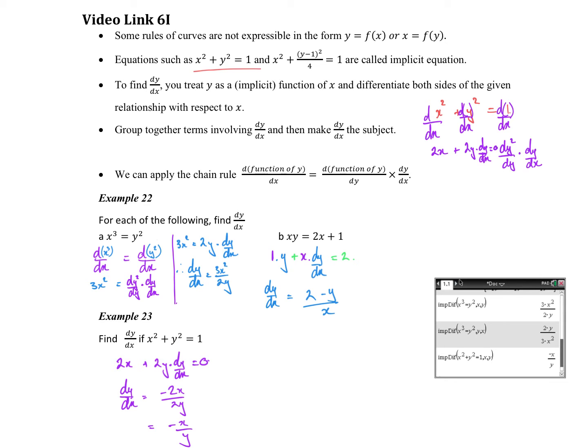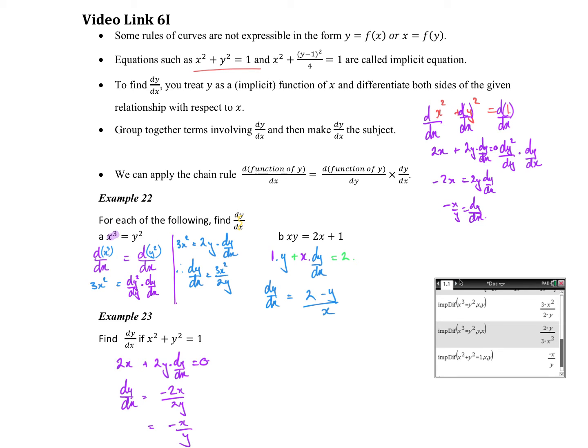So then we can say negative 2x is equal to 2y dy dx, divide by 2y, we get negative x on y equals dy dx. So the biggest difference is our derivative is often in terms of x and y. Okay, so if we go to these examples that we had here, find dy dx in each of the following.